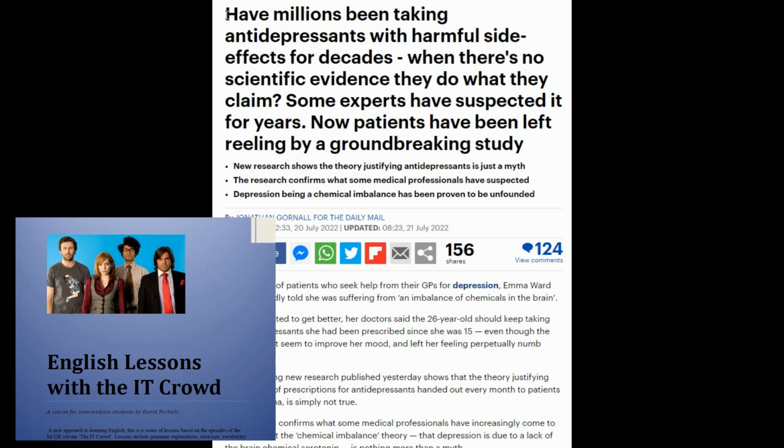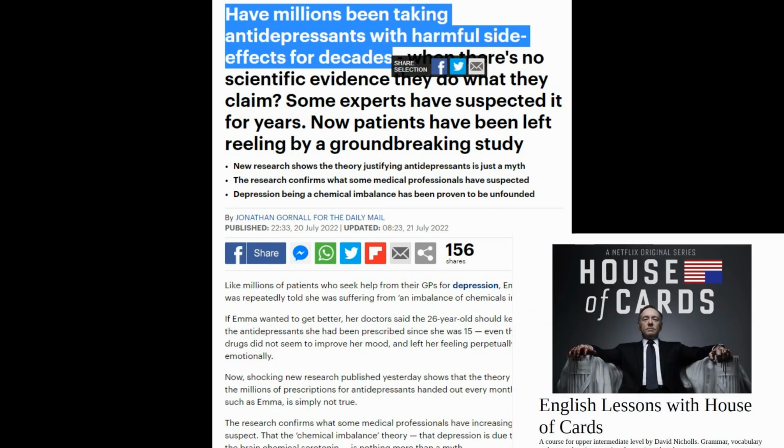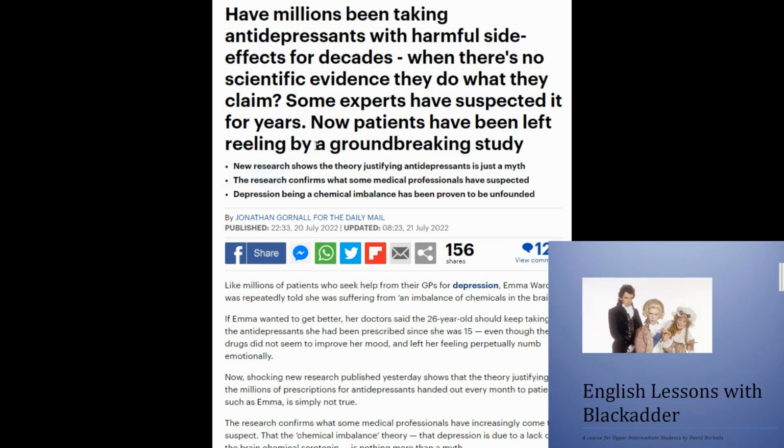Let's read aloud. Have millions been taking antidepressants with harmful side effects for decades, when there's no scientific evidence they do what they claim? Some experts have suspected it for years. Now patients have been left reeling by a groundbreaking study. So there's our first article there, by a groundbreaking study. Notice it's the first time we mention the study. A study is countable as well.